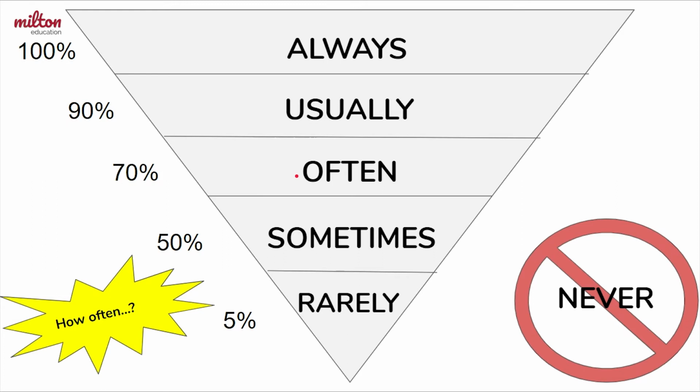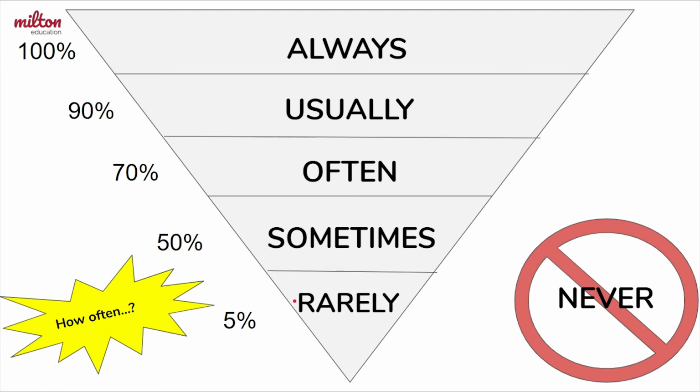Often is a little less than usually. It means a person does an action like 70% of the time. Not a lot, but not very little, just often in the middle. Sometimes is a word that means a person does an action a little less, like maybe only 1, 2, or 3 times, or 50% of the time. Tom sometimes goes to the gym because he only goes 1 or 2 times a week.